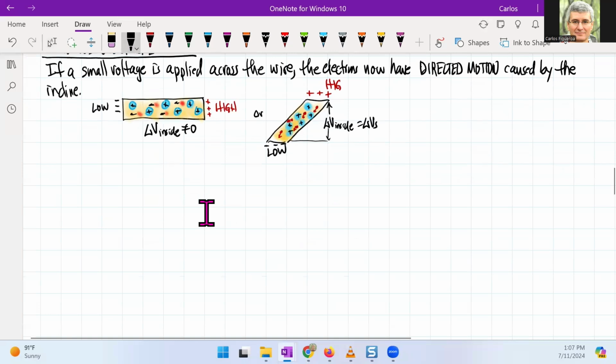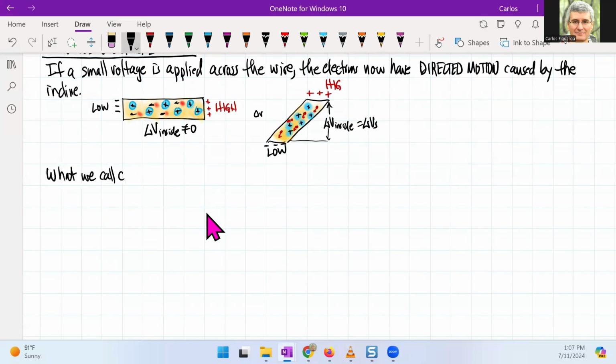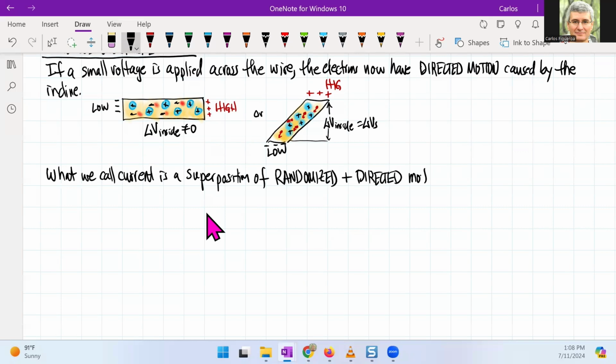So what we call current is a superposition of randomized plus directed motions.